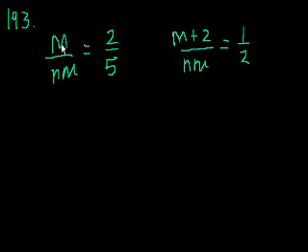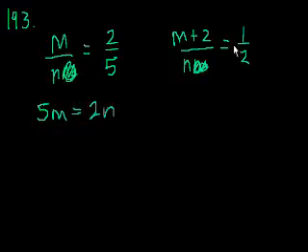So they want to know what M plus N, non-math majors, is. So let's see if we can solve for anything. We actually have 2 linear equations and 2 unknowns. You might not see it yet, but if we cross multiply, we get 5M is equal to 2N. I'll just call these N, non-math majors. And here you get 2 times M plus 2, which is 2M plus 4, is equal to N.